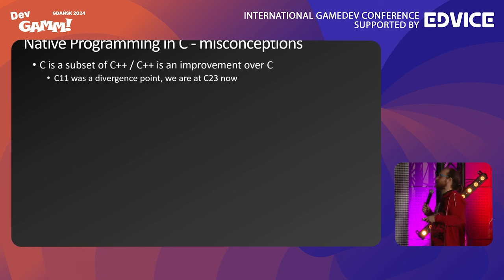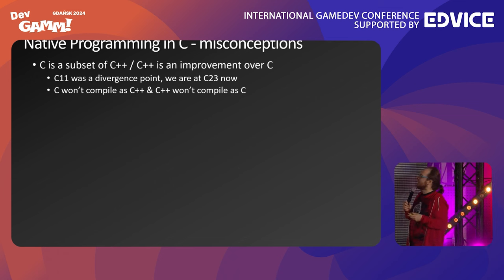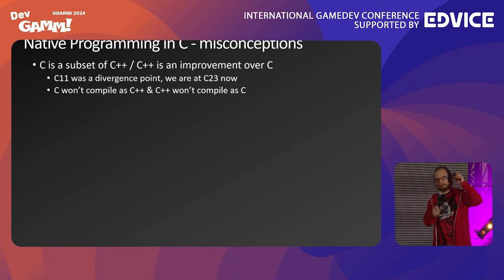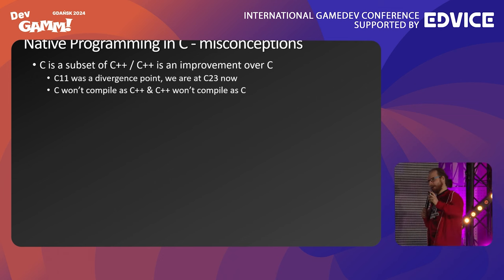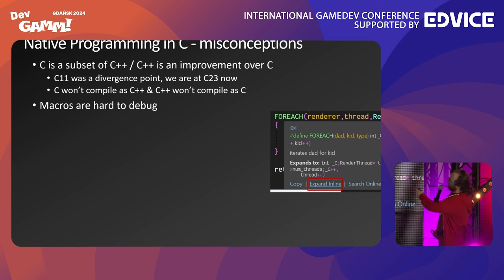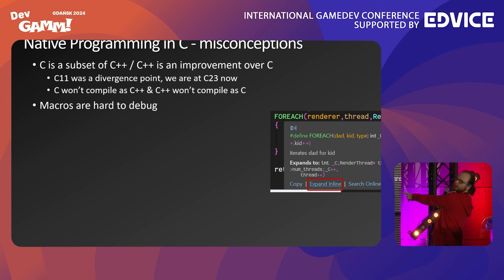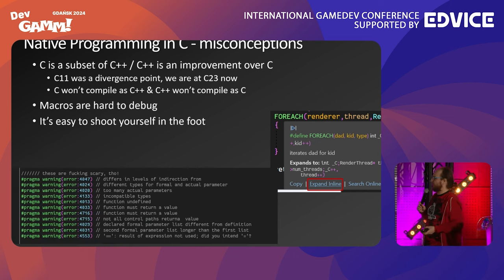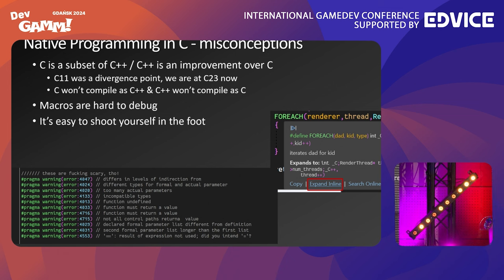C is a subset of C++. That's not true, because C11 is different. C won't compile as C++, C++ won't compile as C. They are nowadays different languages. Macros are hard. No, you can expand them inline and debug them. That's not hard. You can also change warnings to errors.